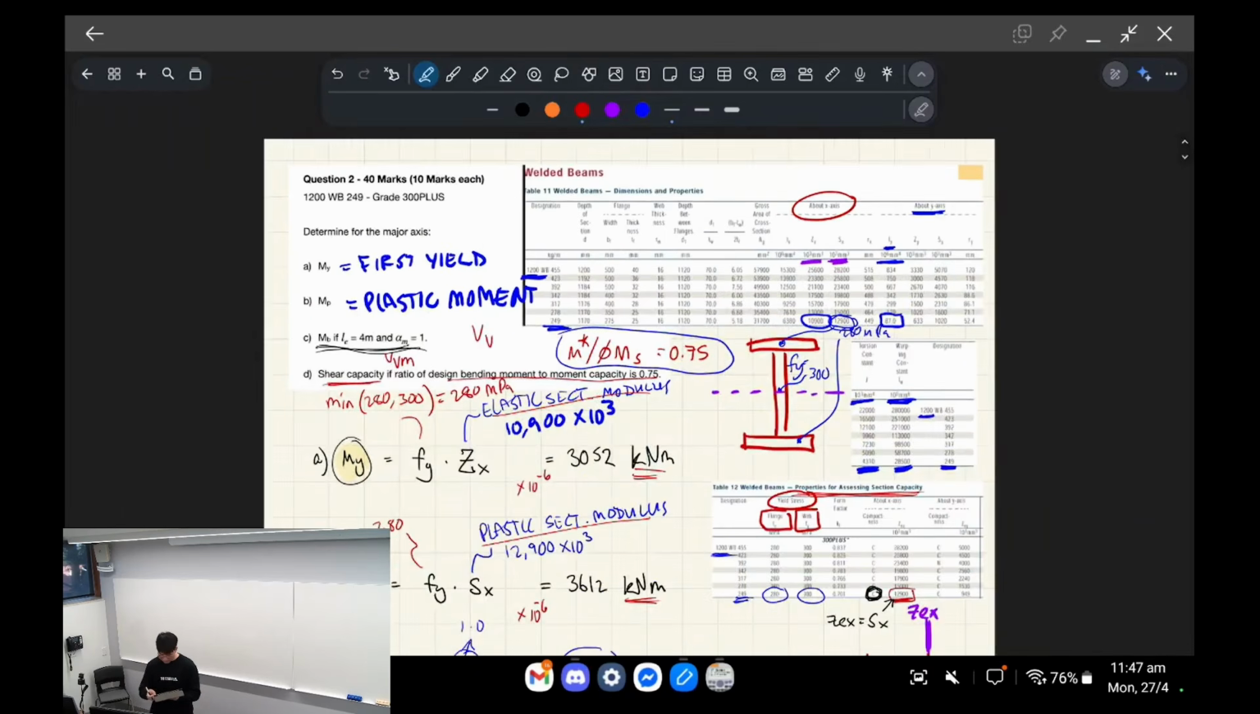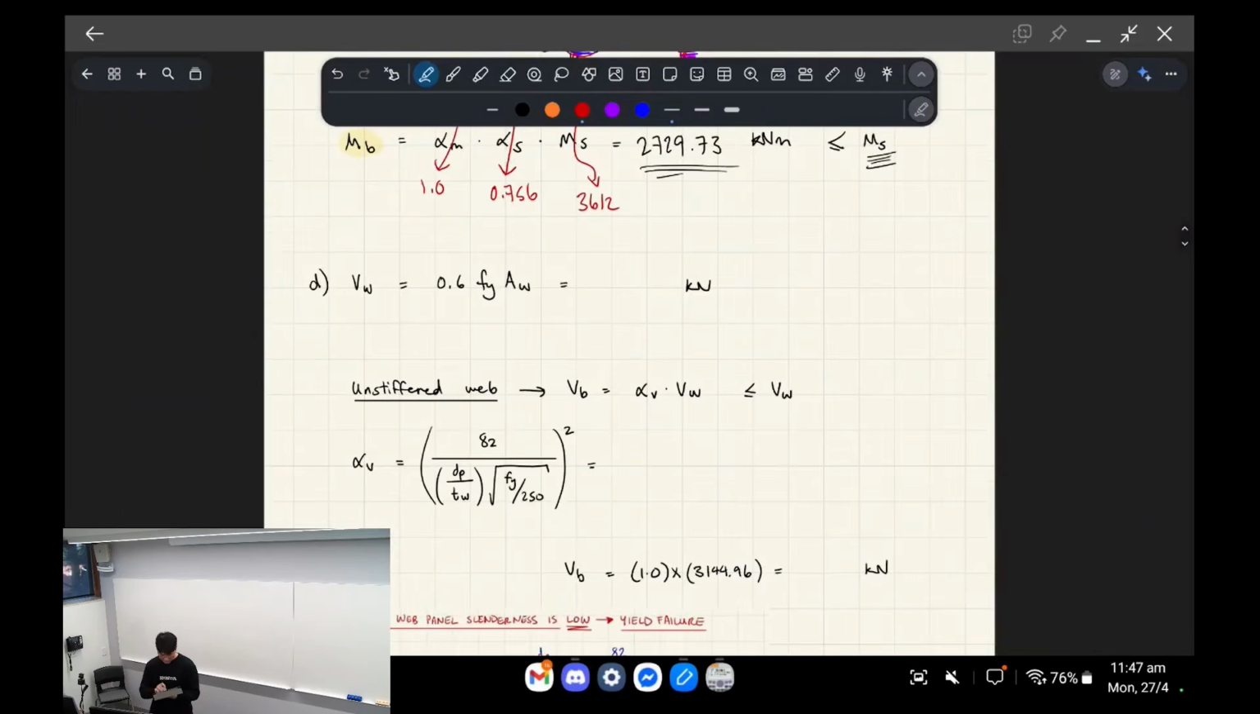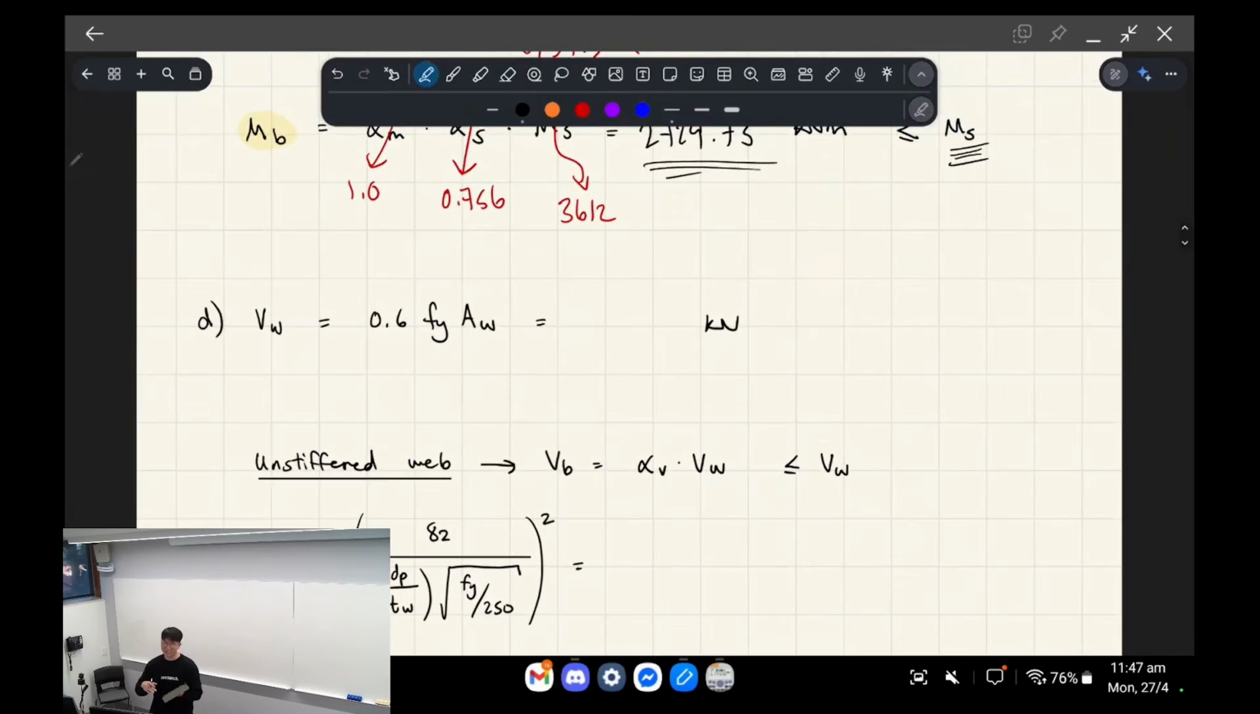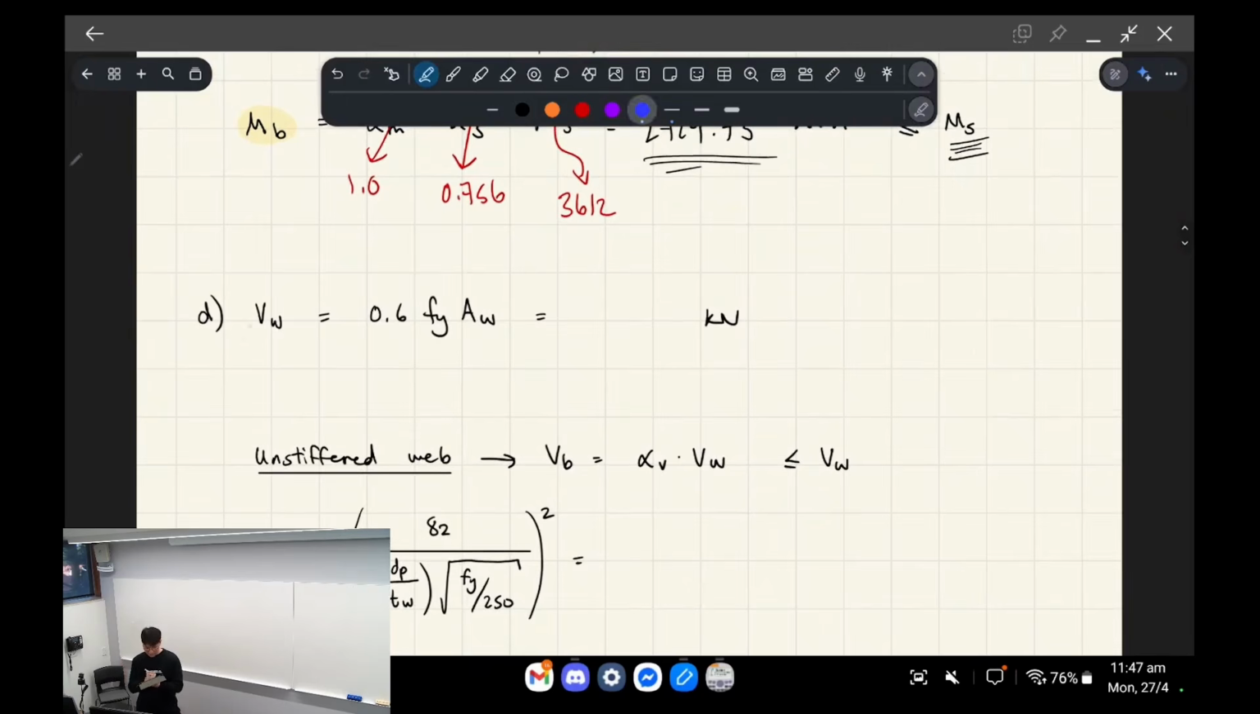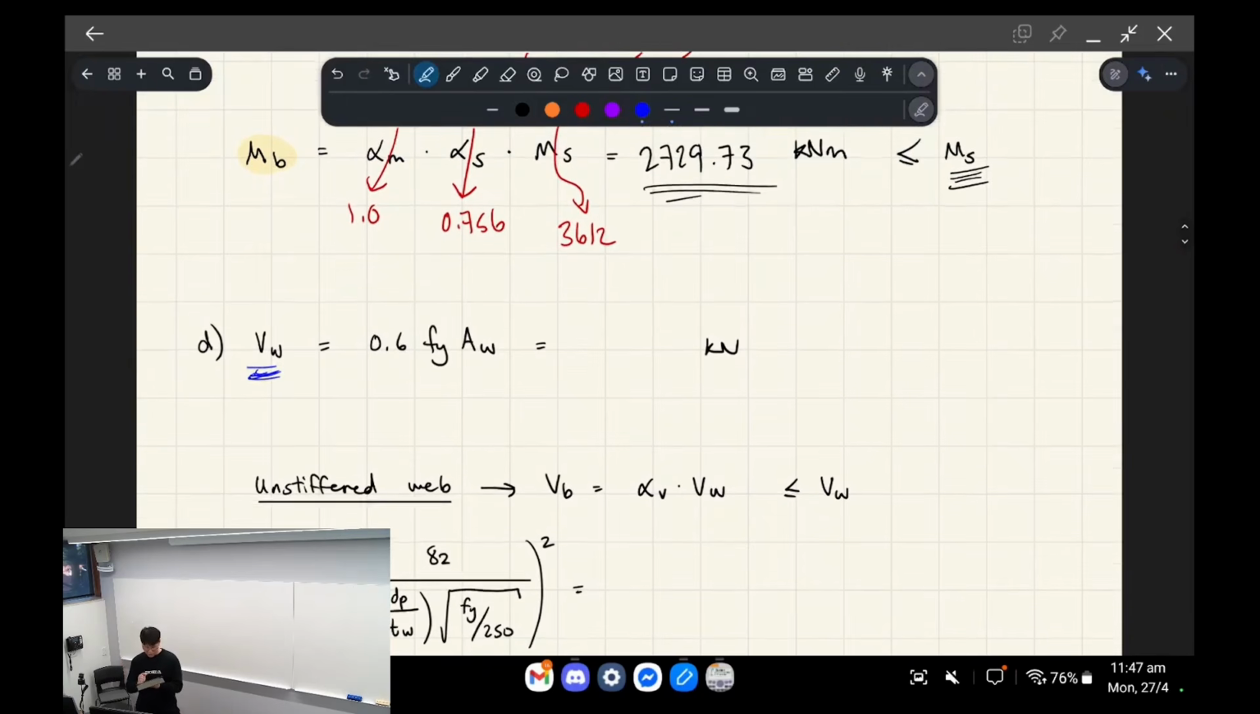So Vv is basically, to get the shear capacity of a beam, you have to go through all of these linear steps and checks, okay? So the first thing we do is we find the shear web capacity, the web's yield capacity in shear, okay? And so it follows this formula, okay? So it's 0.6 multiplied by Fy. Now, Fy was the web's yield capacity.